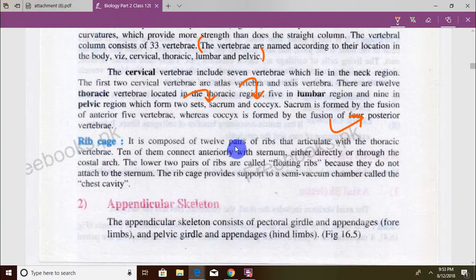12 pairs of ribs articulate with the thoracic vertebra, and this is important. So they can ask you, what do the ribs articulate with, and you'd be confused. So 12 pairs of ribs articulate, sort of like this, mutual movement against each other, with the thoracic vertebra. And how many thoracic vertebra do we have? We have 12.